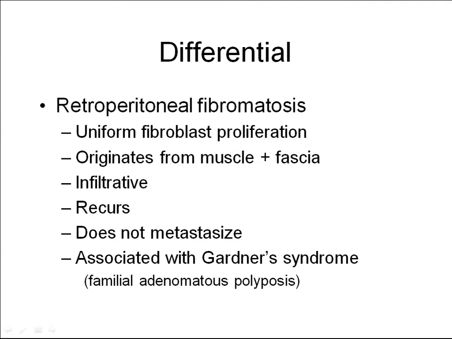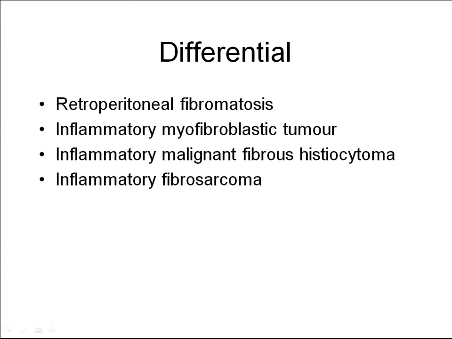So the differential diagnosis for retroperitoneal fibrosis is retroperitoneal fibromatosis, inflammatory myofibroblastic tumor, inflammatory malignant fibrous histiocytoma, and inflammatory fibrosarcoma. These are in addition to the causes of RPF.